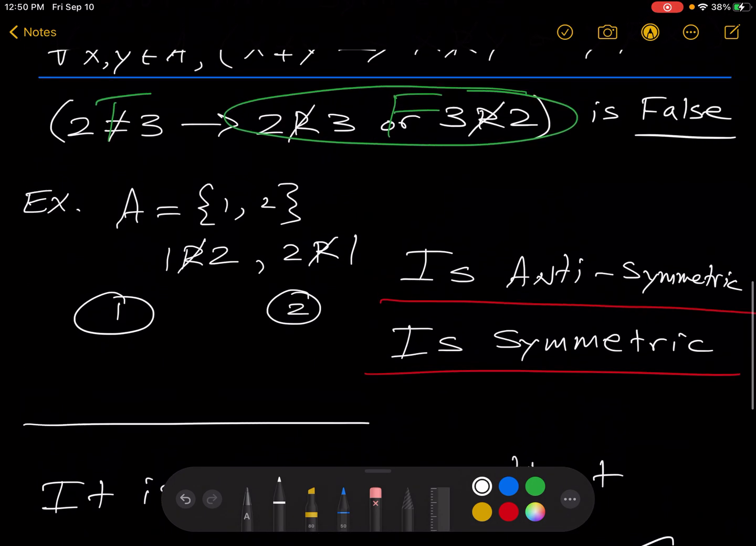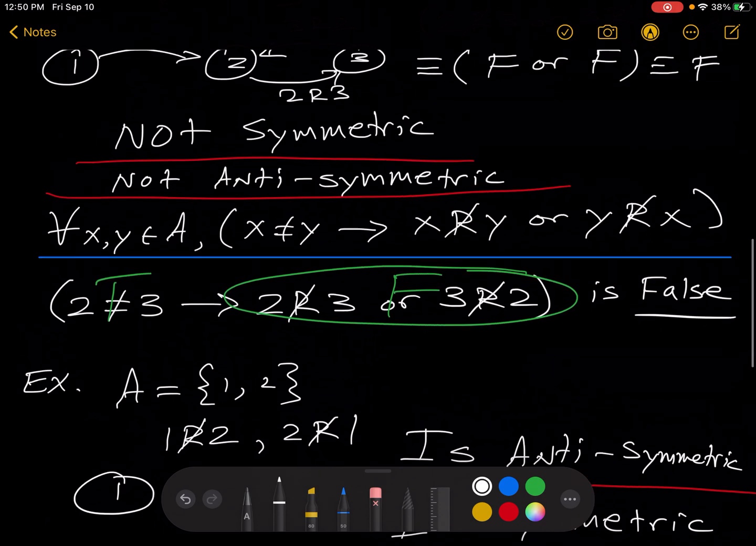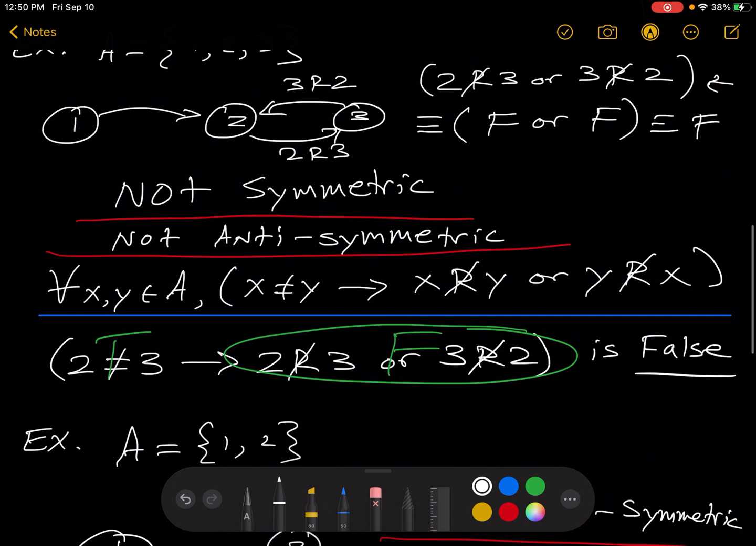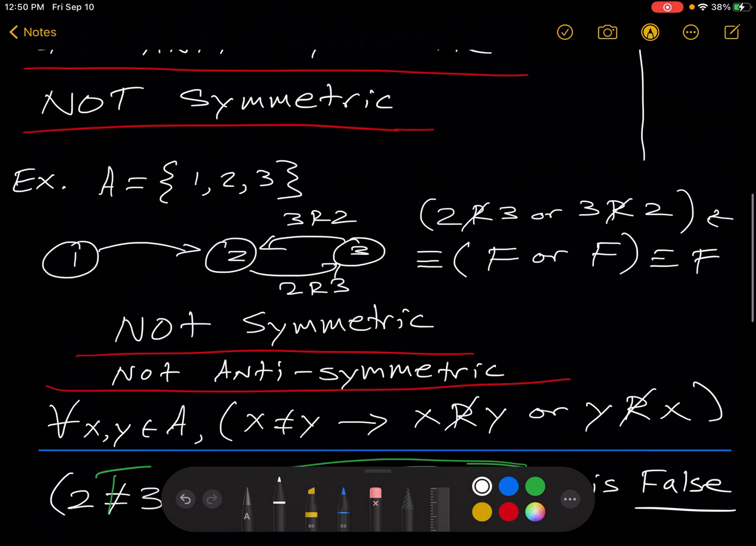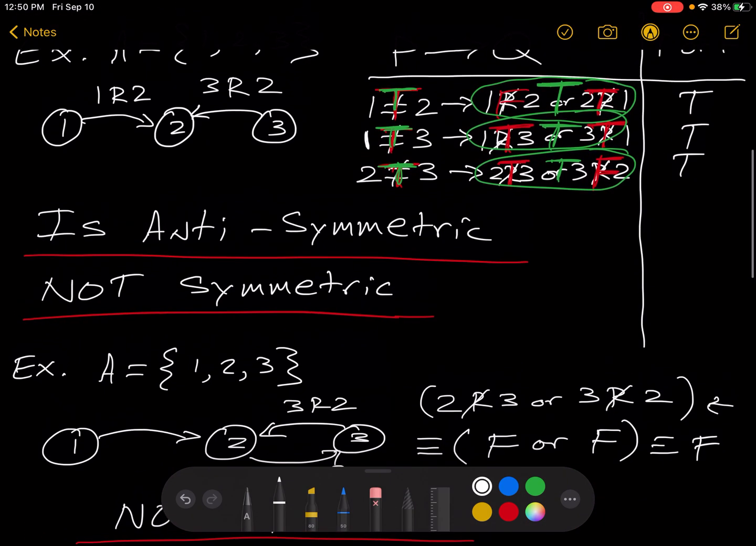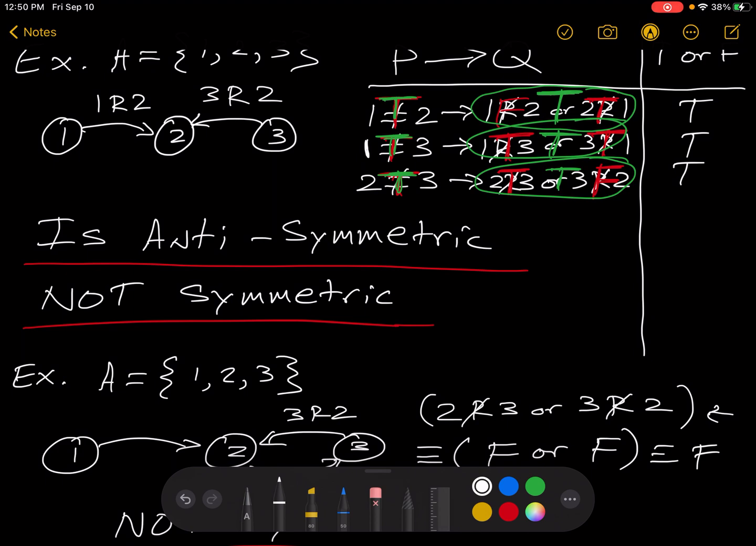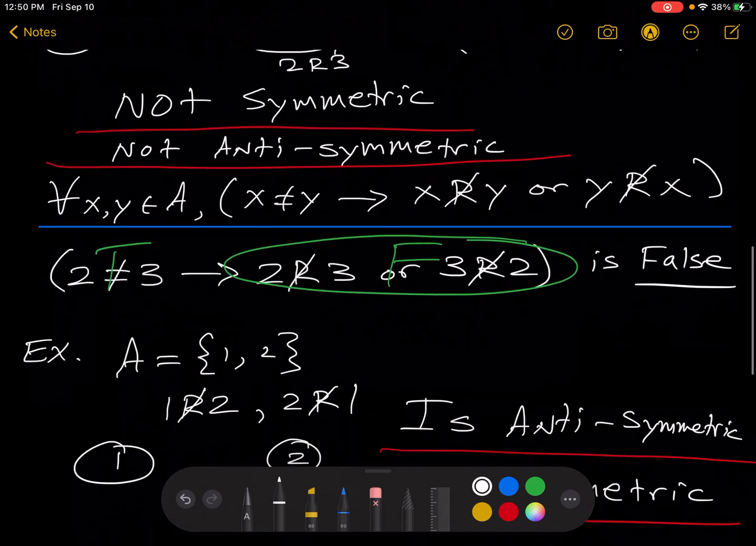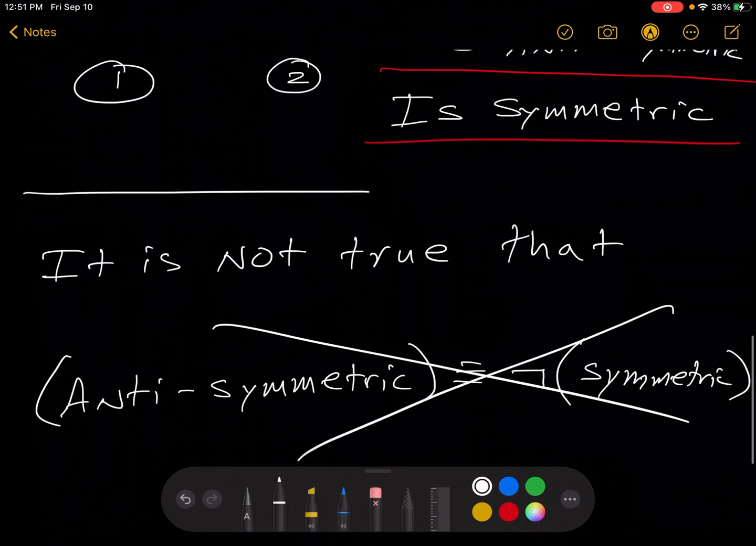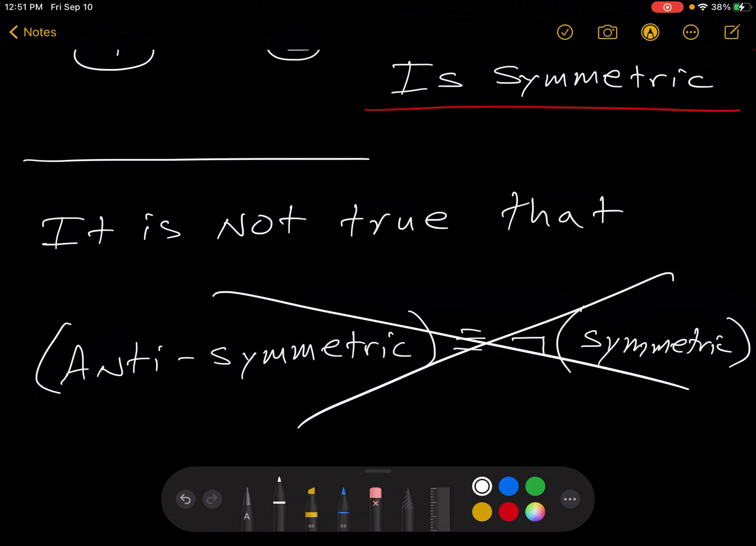And we can see that that's not true because here we have three examples. We have an example of a graph that is both antisymmetric and symmetric. We have an example of a graph that is not symmetric and not antisymmetric. And we have an example of a graph where the relation is antisymmetric and not symmetric. So we know from these examples that they are simply not opposites of each other.